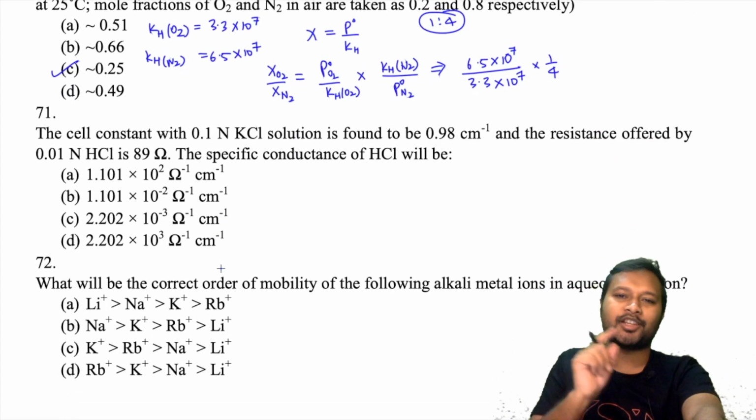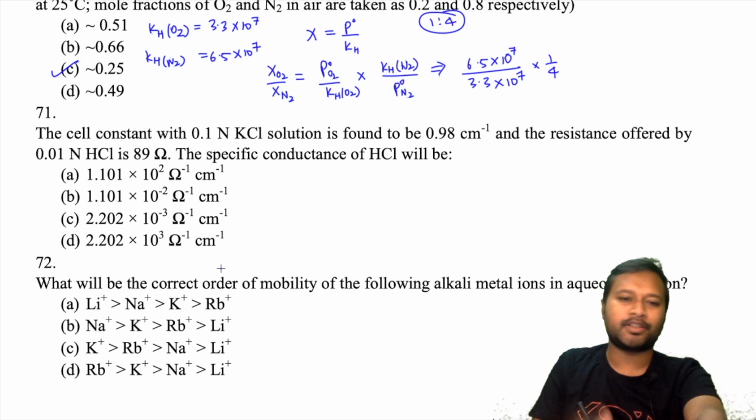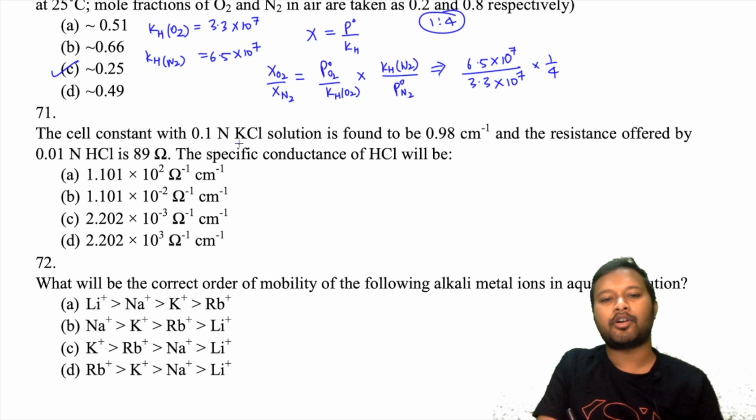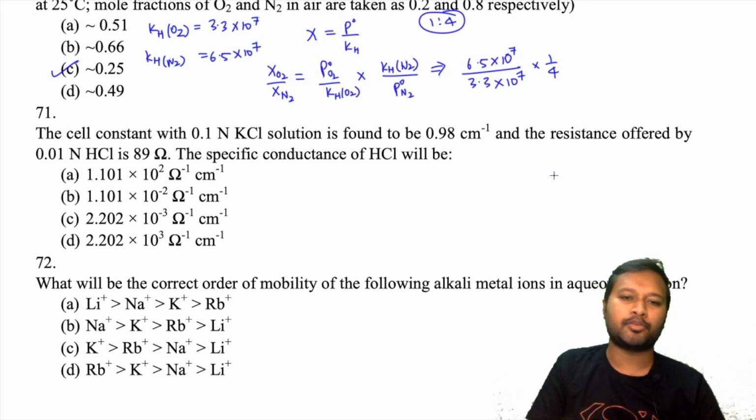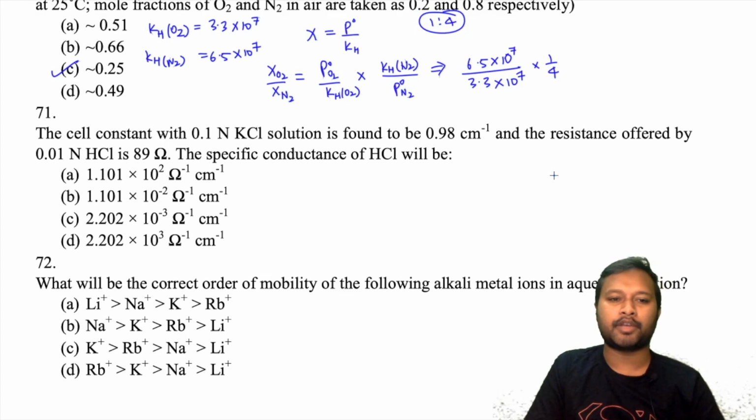Okay, the next question now is from electrochemistry. You know this easily, this is from your CSIR NET also. Cell constant of 0.1 normal KCl solution is found to be this much. Resistance offered by 0.01 normal HCl is 89 ohm. The specific conductance of HCl is going to be. So this question will be done like this.